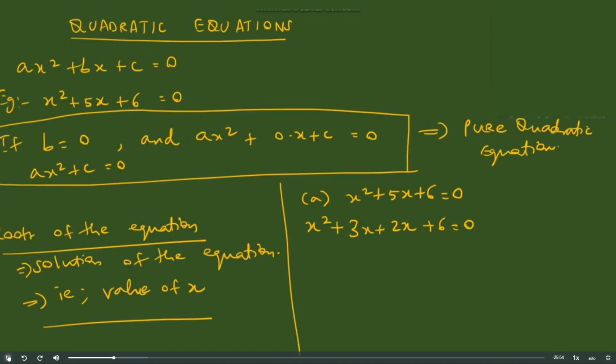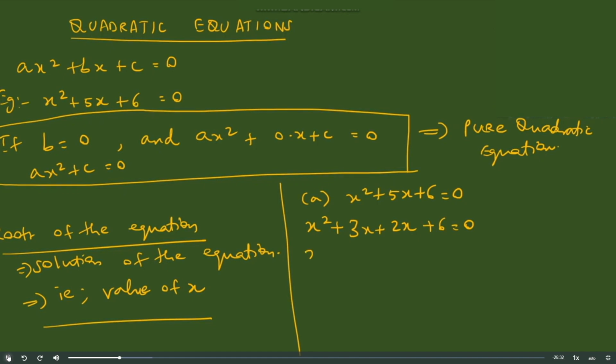So x square plus 3x plus 2x plus 6 is equal to 0. I'm just splitting the middle term such that the sum of the two terms is equal to the middle term and the product is equal to the first term into the last term, where 3x plus 2x is equal to 5x, and 3x into 2x is equal to 6x square. This is how we split the middle term.